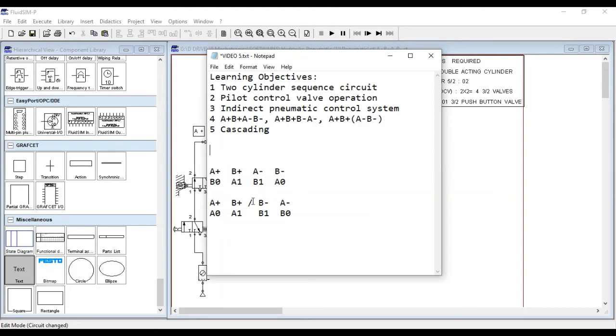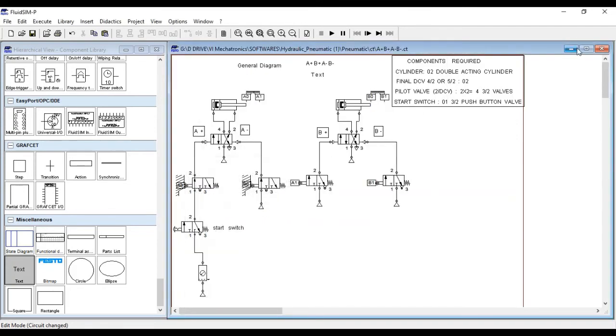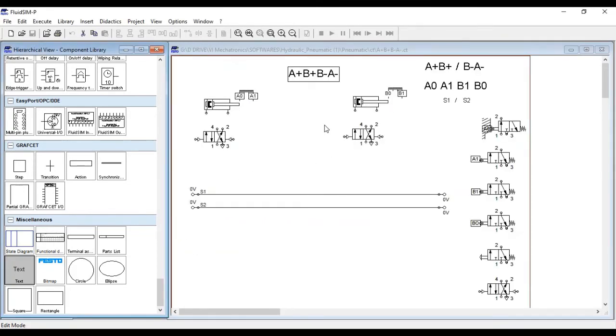So let's start making that circuit. Here you can say this is A positive, B positive, B negative, and A negative. Now the wall diagrams are here, and all the components I have already taken so that our time will be saved. So here we are learning about cascading.